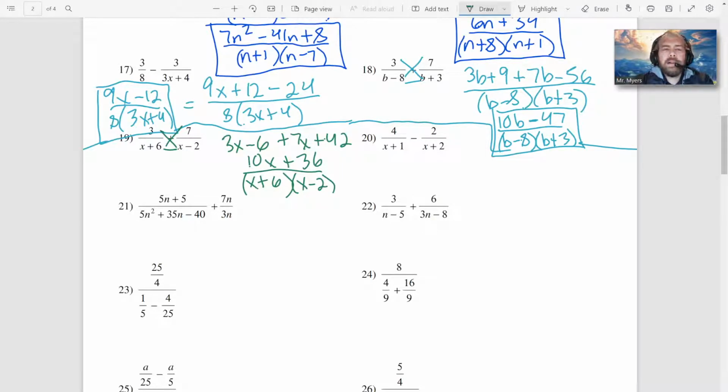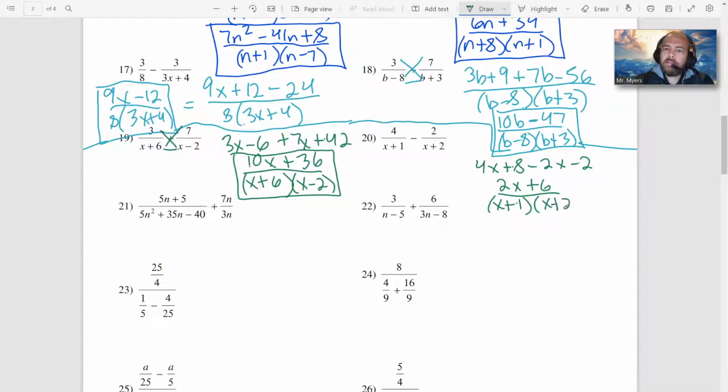And I'm not going to be able to factor out much from the top. I could, but again, you don't need to factor anything unless you think it'll cancel with something else. So I can just leave it like that. All right, next one. It's going to be 4x plus 8 minus 2x minus 2. So that's going to be 2x plus 6 over x plus 1 and x plus 2. 2x plus 6 factors a little bit. I could take out a factor of 2, but then x plus 3 would be left over, so nothing would cancel.